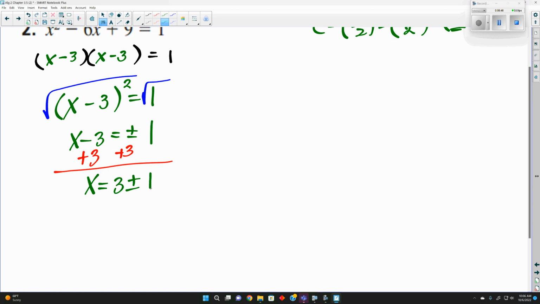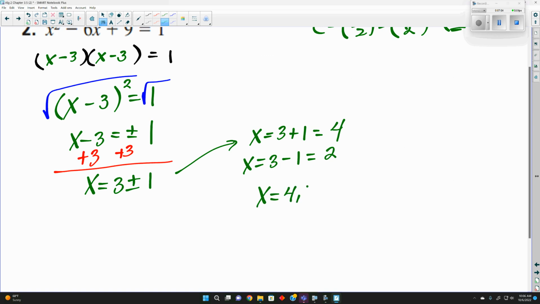Can we add or subtract these? Yeah, we can add and subtract them and not have to approximate. So we're saying x is equal to 3 plus 1, which is 4. We're also saying x is equal to 3 minus 1, which is 2. So x is equal to 4 and 2.